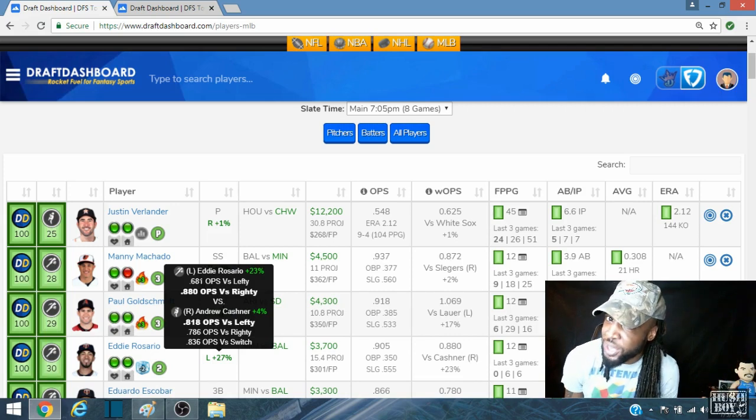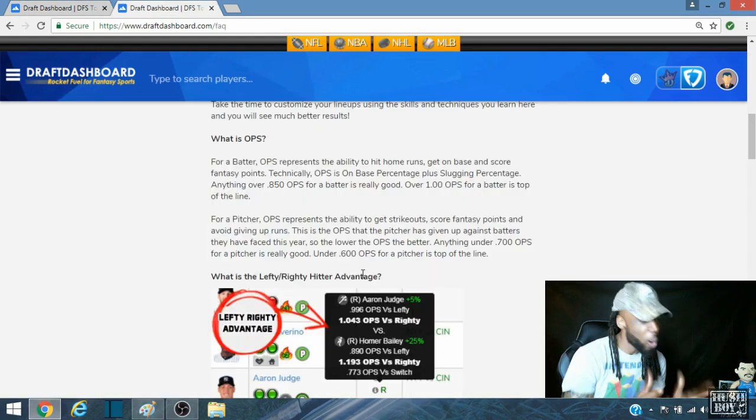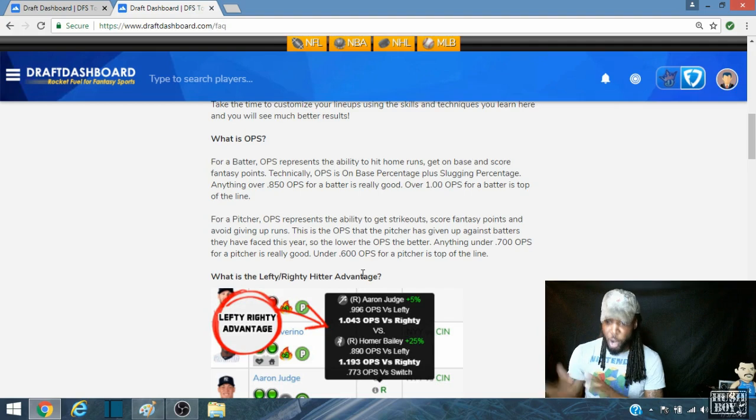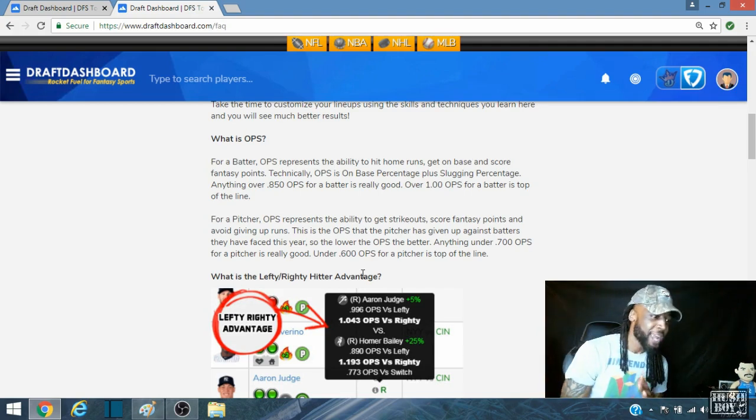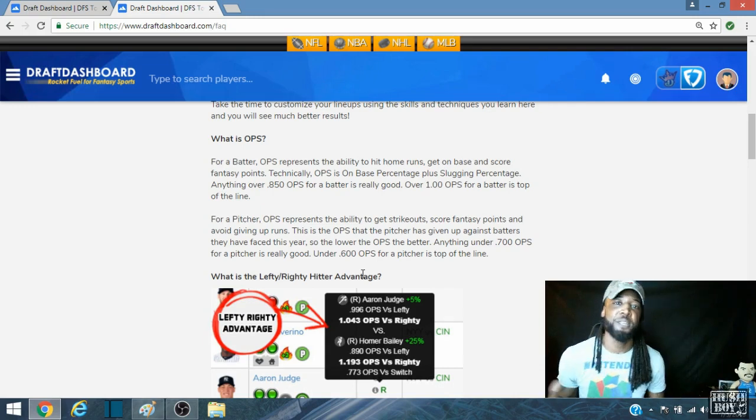What is the OPS? Let me show you. The OPS for a batter means they hitting home runs, they scoring, they getting on base, they scoring fantasy points. OPS for a pitcher means they get strikeouts, ain't nobody scoring, they getting you fantasy points.